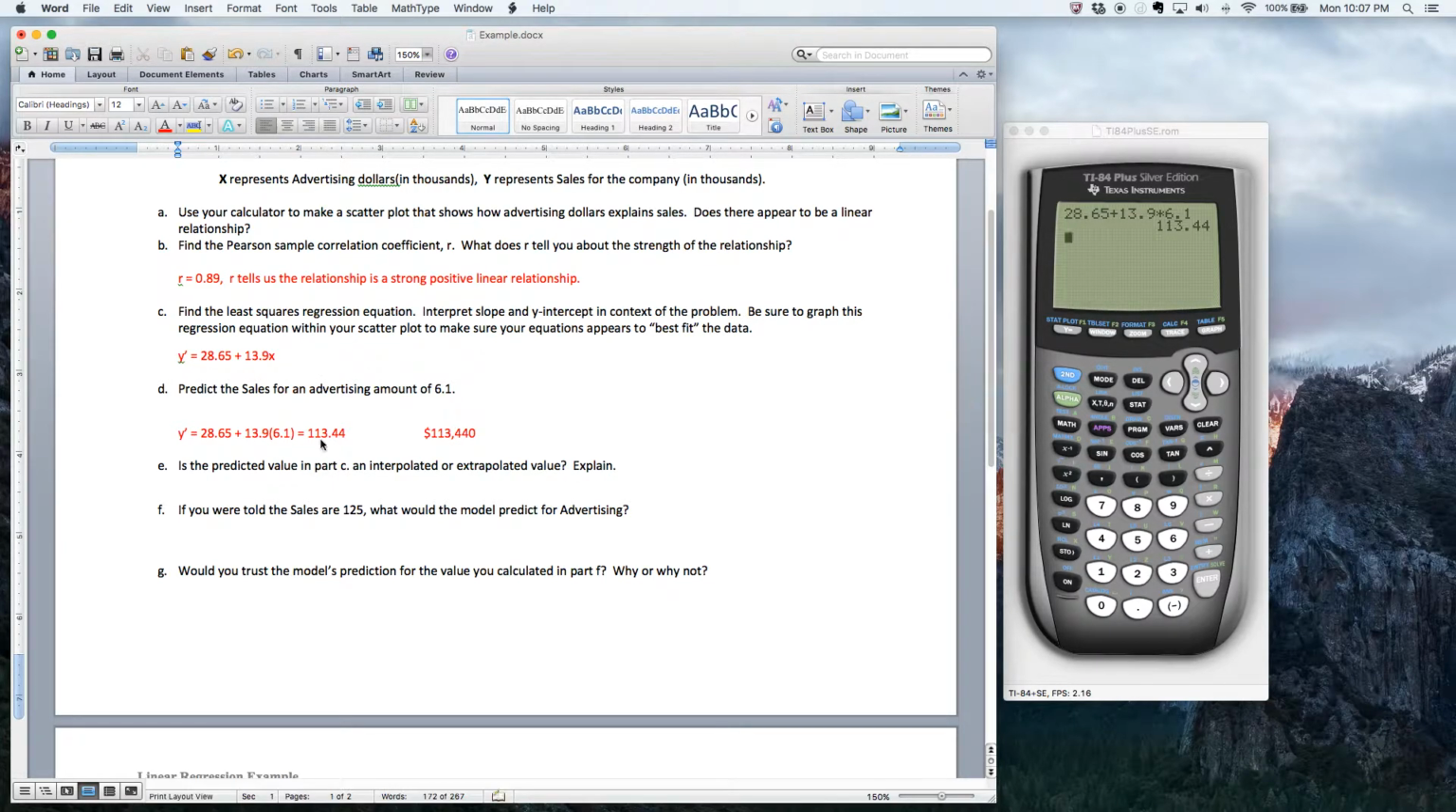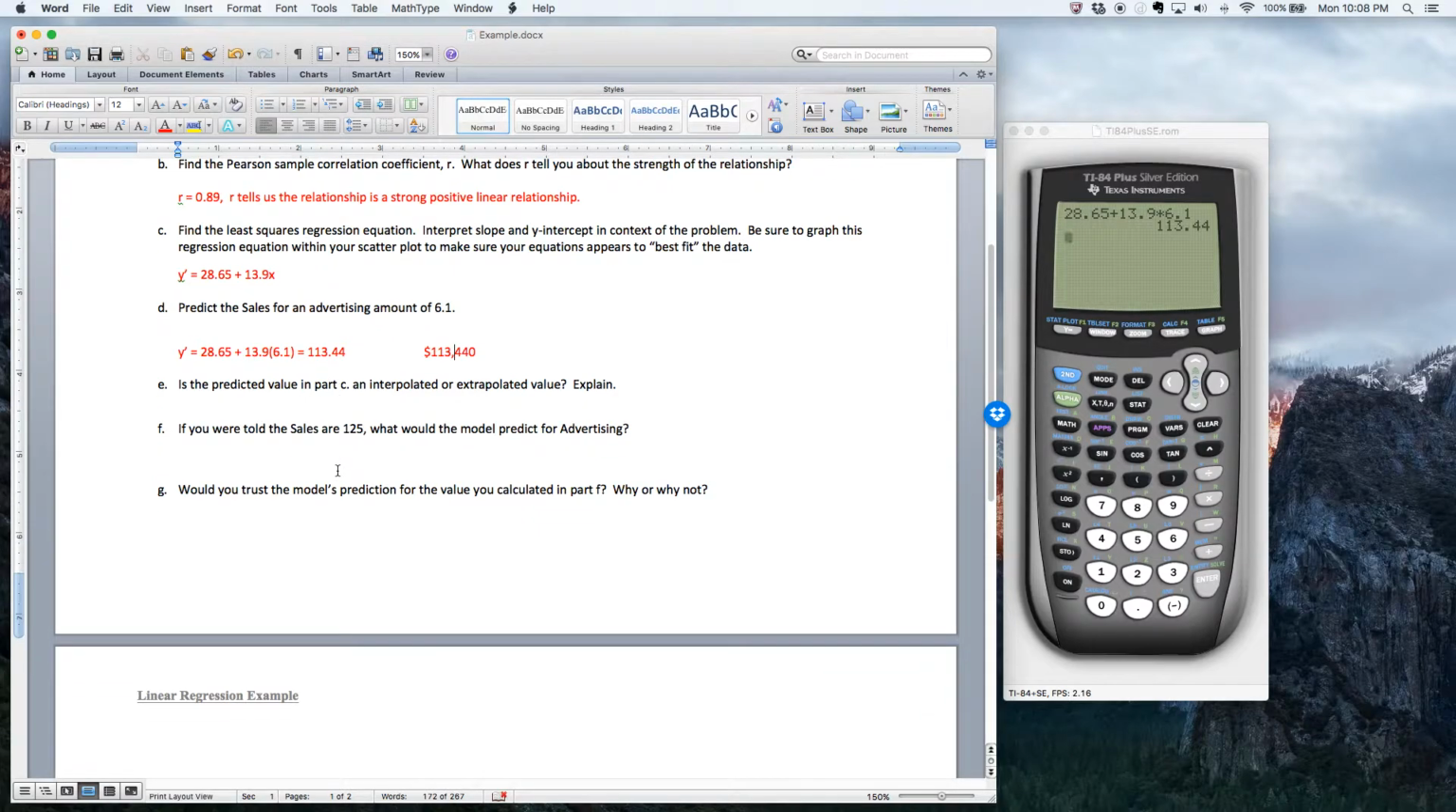So this 113.44, because it's in thousands, which means multiply by 1,000, which means move the decimal 3 spots to the right. When you move that 1, 2, you got to add a 0 to the end. So in other words, if you spend 6.1, which is $6,100 in advertising, you would expect to have sales of $113,440.